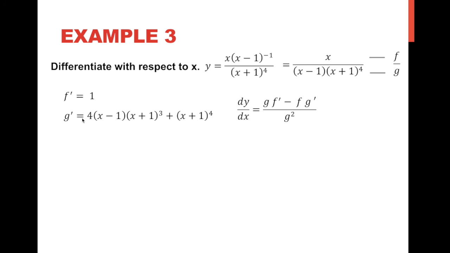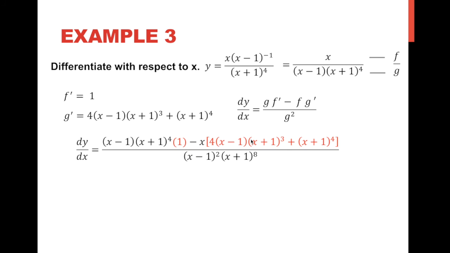So g prime there is equal to, okay, let's derive this. It will become 4 times x plus 1 to the power of 3 and then multiply to x minus 1, plus x plus 1 to the power of 4 times the derivative of x minus 1, which is 1. Okay, so since we have already the derivatives, you can plug this in our formula.